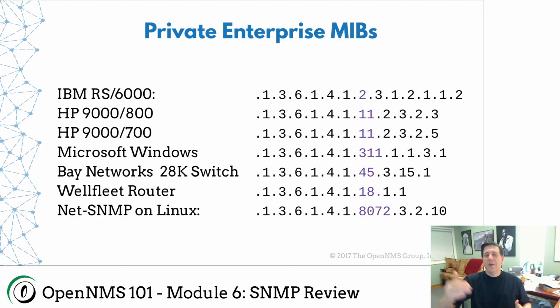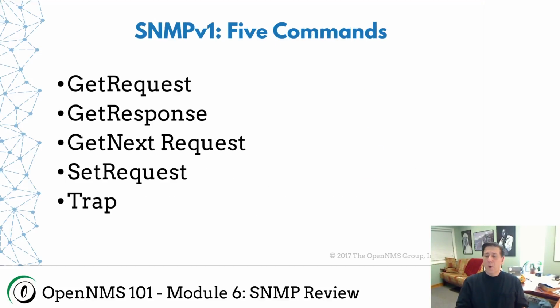You can download the documents, and they tell you exactly what they are. And then you've got private enterprise MIBs, which allow you to get vendor-specific information. A lot of the stuff that's useful that comes out of OpenNMS is vendor-specific. Okay, so we've talked about MIBs.